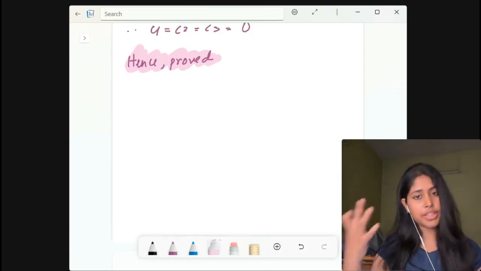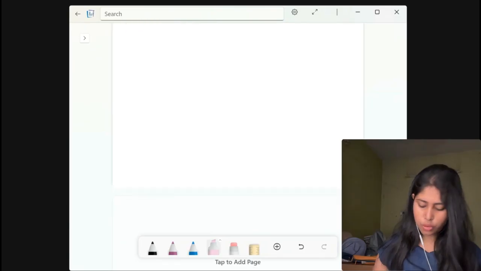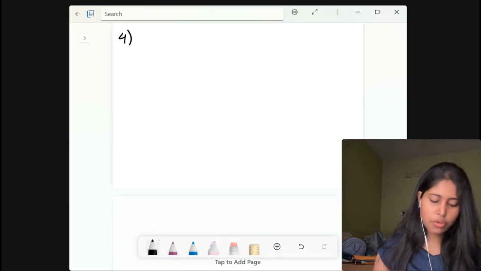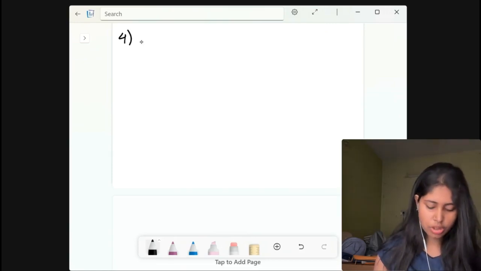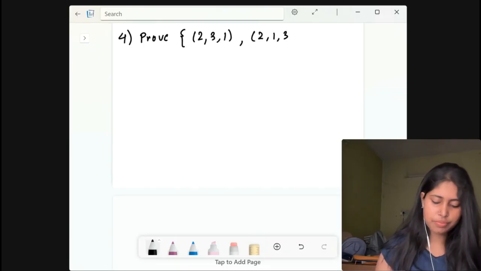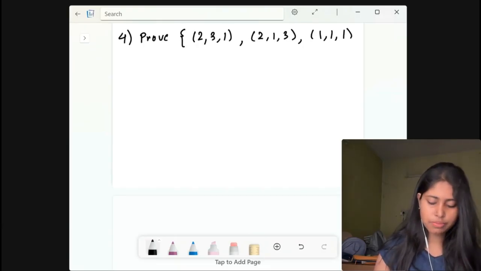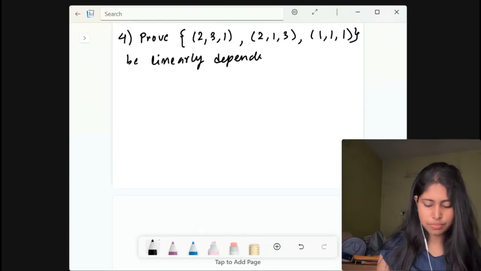Okay, so three questions are done of today's class. Now we will move on to our fourth question. The fourth question is about linearly dependent. Okay, let us see. Prove that (2,3,1), (2,1,3), (1,1,1) are linearly dependent in R3. That is the full question.